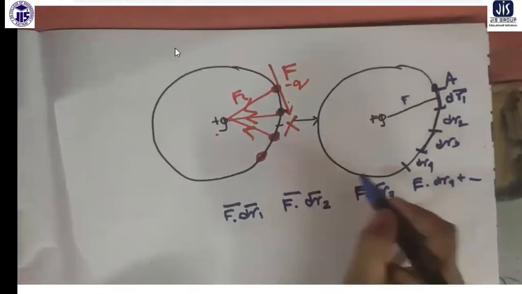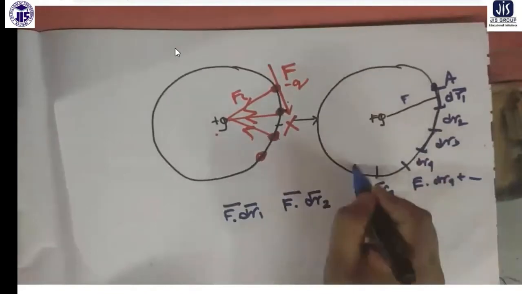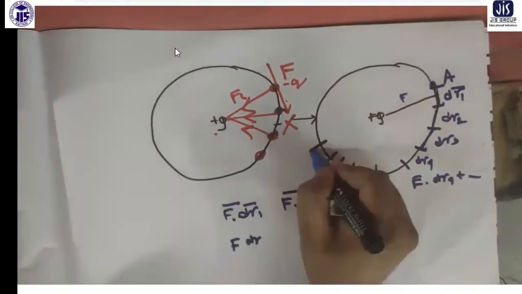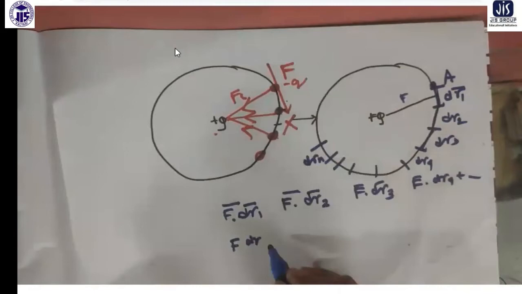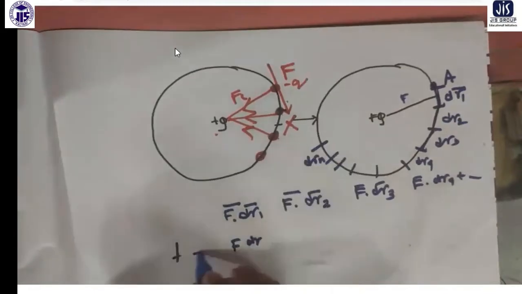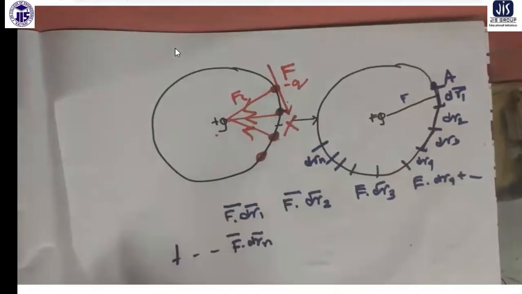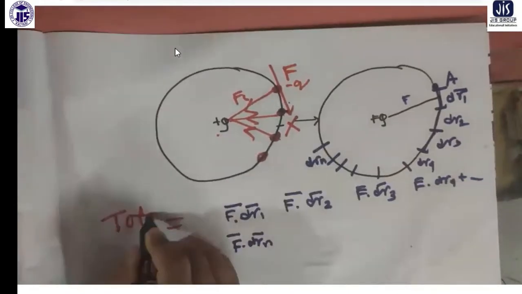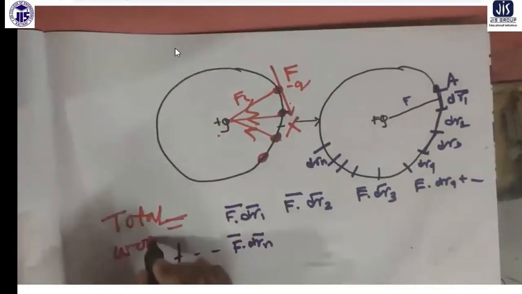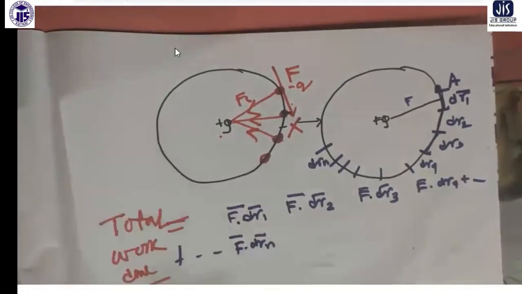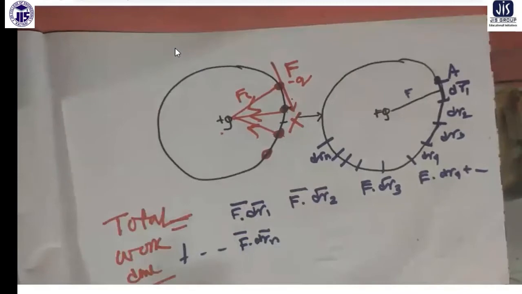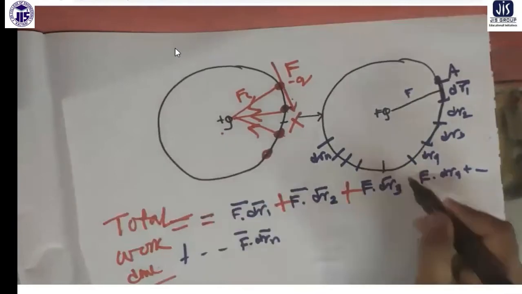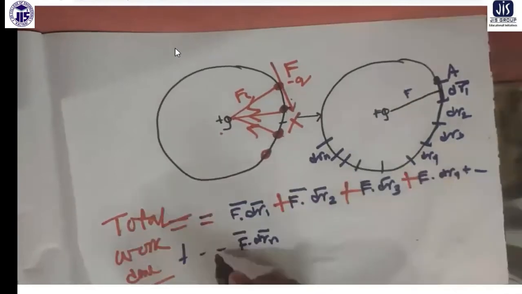So if you keep on moving along this path, there will be so many f's coming. Say at one stage, this will be f dot drn, if you keep on adding them. So again, what is the total work done? Total work done, if I have to calculate, I will be adding these individual work done. This plus this plus this plus this. I will be adding these individual work done.